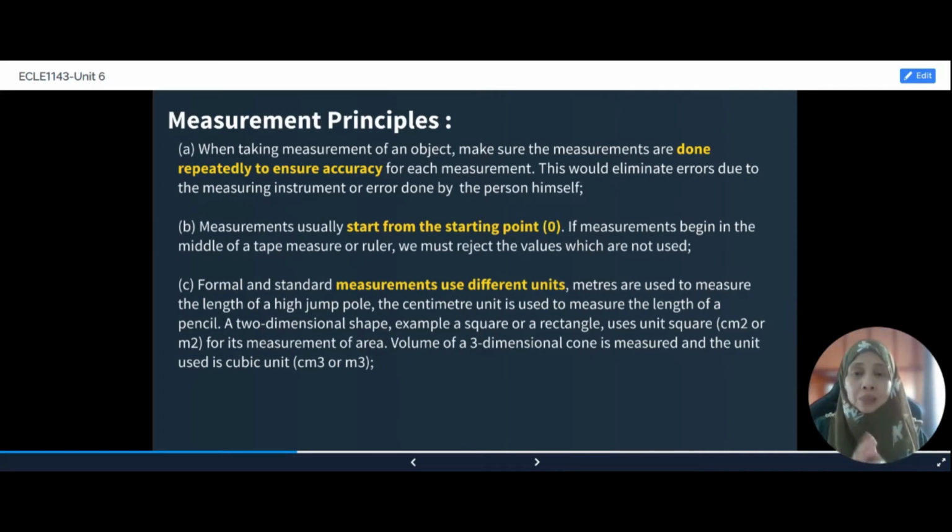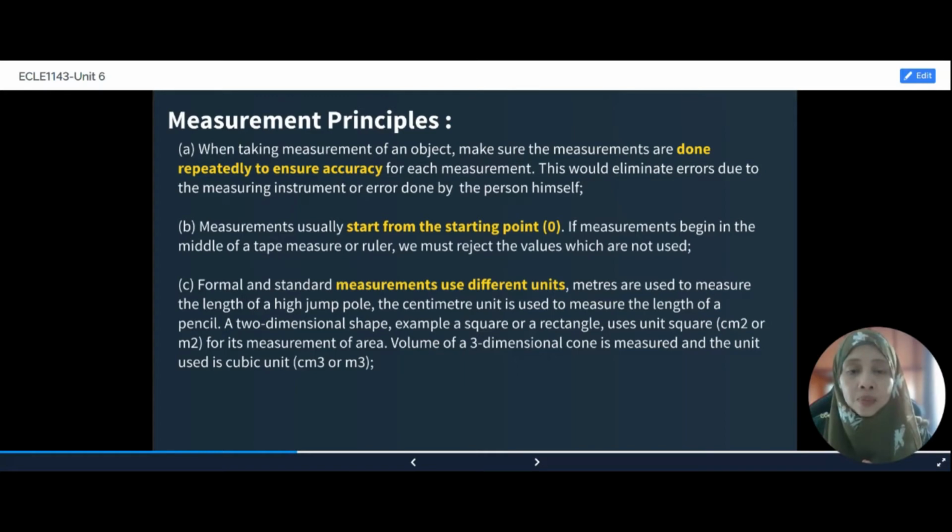There are few principles that we have to let them understand, in the standard measurement principle. Satu, when taking measurement of an object, make sure the measurement are done repeatedly to ensure accuracy for each measurement. So, kena ambil berulang kali supaya kita dapat jawapan ataupun pengukuran yang tepat. Measurement usually starts from the starting point of 0. Kita tak boleh ambil pembaris letak di tengah-tengah. Tak. Dia akan start daripada angka 0.